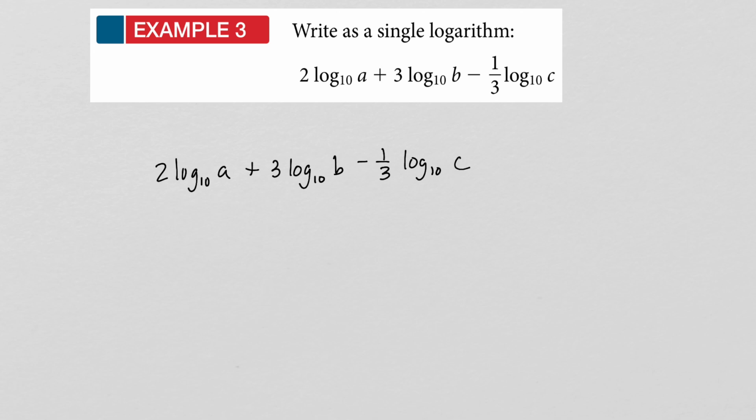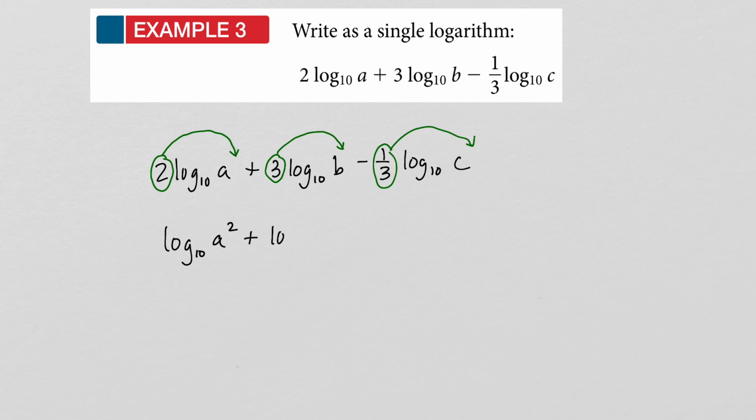Now, before we can combine these together, the first thing we need to do is any number in front needs to be brought up as a power. So this is just the opposite of what we did in the previous example. So this first one becomes log base 10 of a to the second power. And then we have plus log base 10 of b to the third power. And then minus log base 10 of c to the 1/3 power.